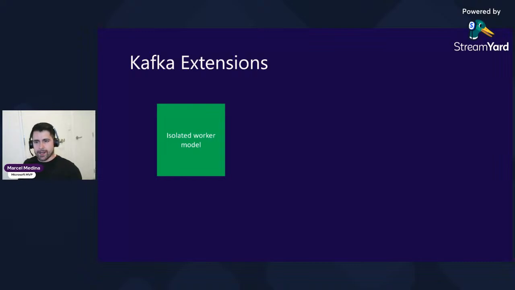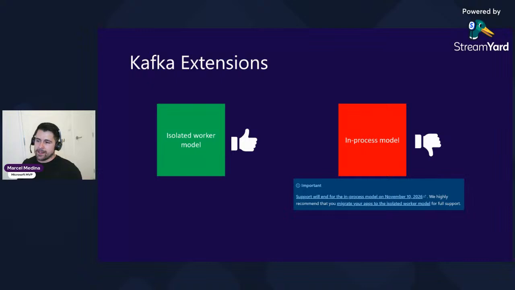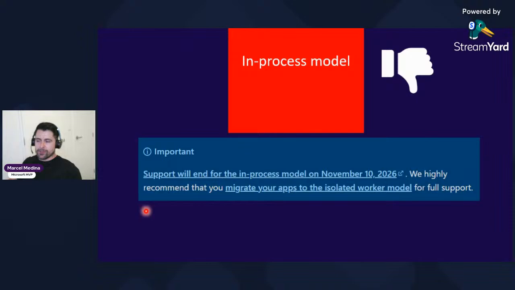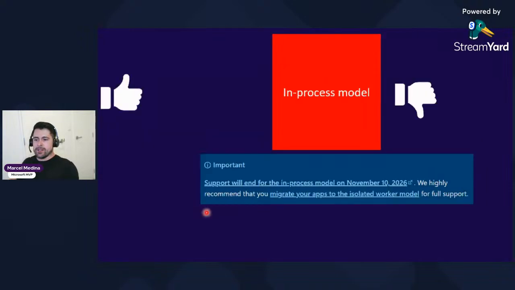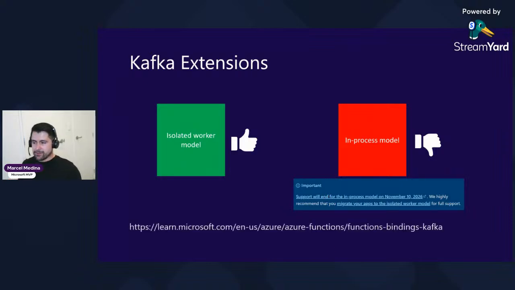The Kafka extensions are available in two models. If you're familiar with functions, there's the in-process model, which is the legacy model that's been there for a while, and the new isolated worker model, which is a separate process that is executed. That's the way to go, thumbs up. The in-process is thumbs down. The support period for that goes up to November 2026. So if you are starting a new project, go with the isolated model. If you have an in-process model, you need to plan for a transition on that. Let me go to the slides. This is documented on functions bindings Kafka.